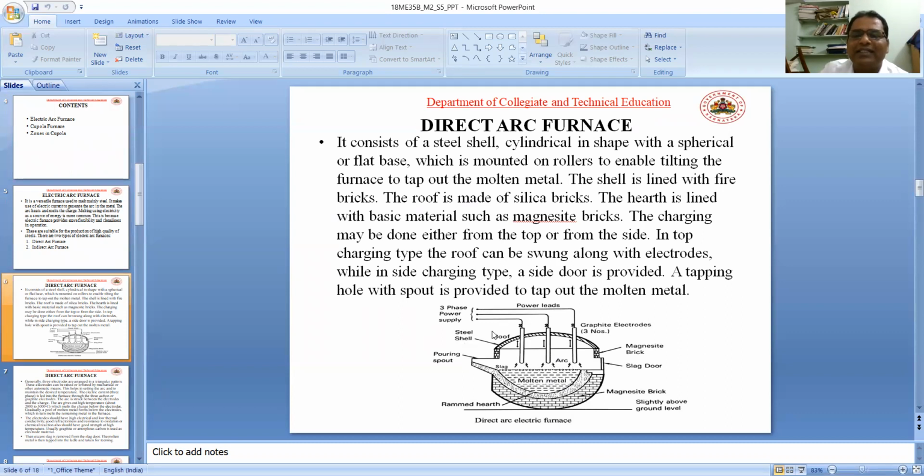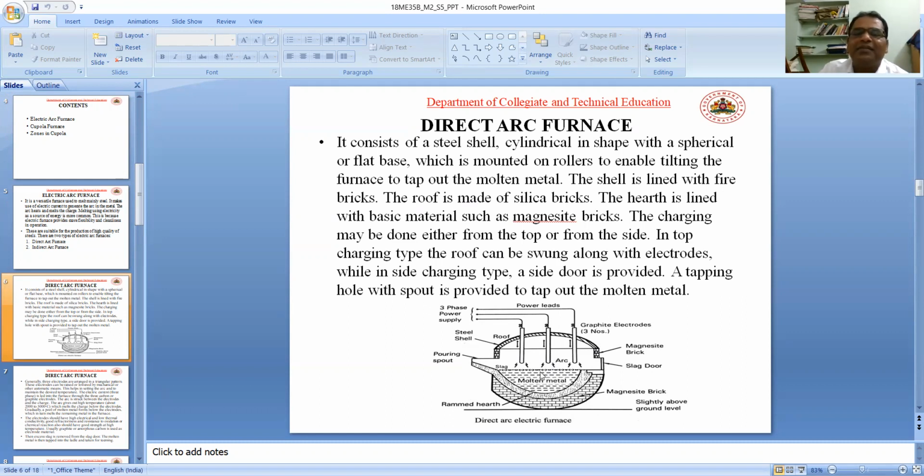It consists of a steel shell, cylindrical in shape with a spherical or flat base, which is mounted on a roller to enable tilting the furnace to tap out the molten metal. That means we can tilt the furnace to pour the molten metal and clean the furnace. Tilting action is there.